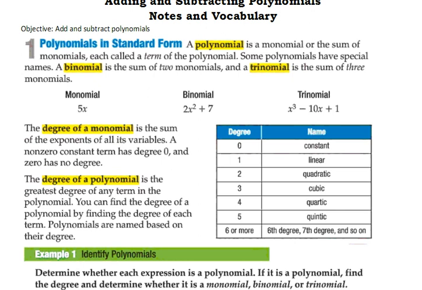Okay, the objective of this section is to add and subtract polynomials, which we actually already did in our intro, but there are many different vocab words that we do have to get used to here. A polynomial is a monomial or the sum of monomials, each called a term of the polynomial. We understand polynomial means many terms. Some polynomials have special names. Binomial is 2 terms, or 2 monomials. Trinomial is 3 terms, or what they call monomials.